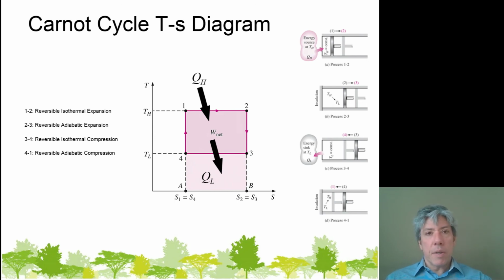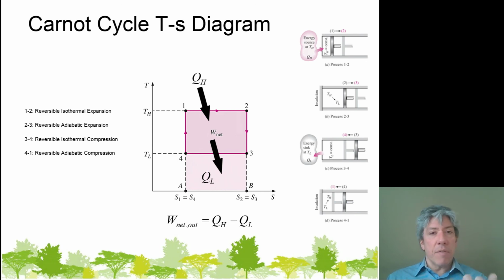So again, hopefully this clarifies the Carnot cycle and makes some more sense of it. Now the net work, of course, that we get out is equal to the difference in the heat flows just by an energy balance around the process. So it's QH minus QL.